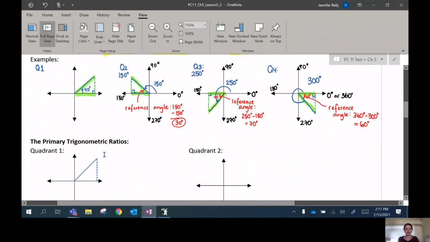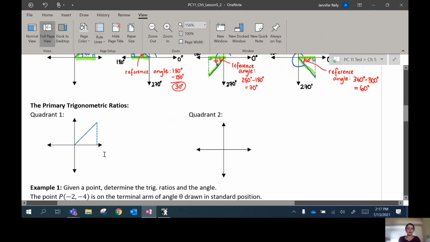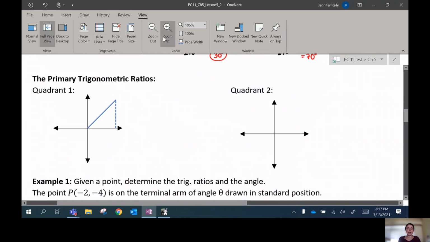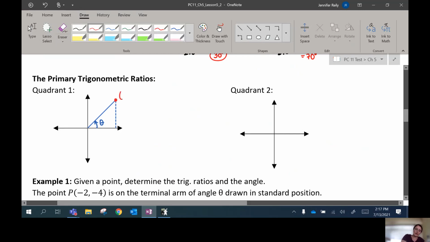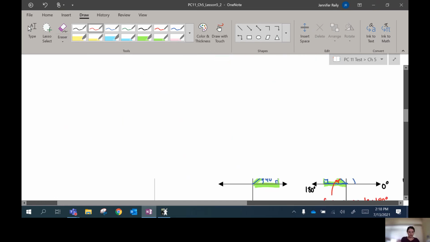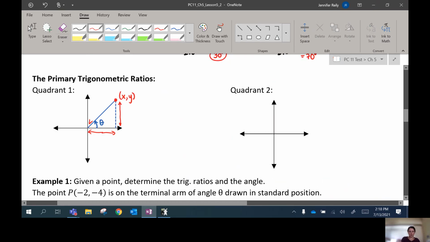The third thing we're going to go over here is the primary trig ratios. We already talked about this last day, but I'm going to just review it here in quadrant 1, and then we'll talk about how this changes when we're in quadrant 2. So this is our angle here. We talked about being at a point x, y, and then we talked about these lengths of our right triangle last day. If you need to review this more, you can go back to lesson 5.1.